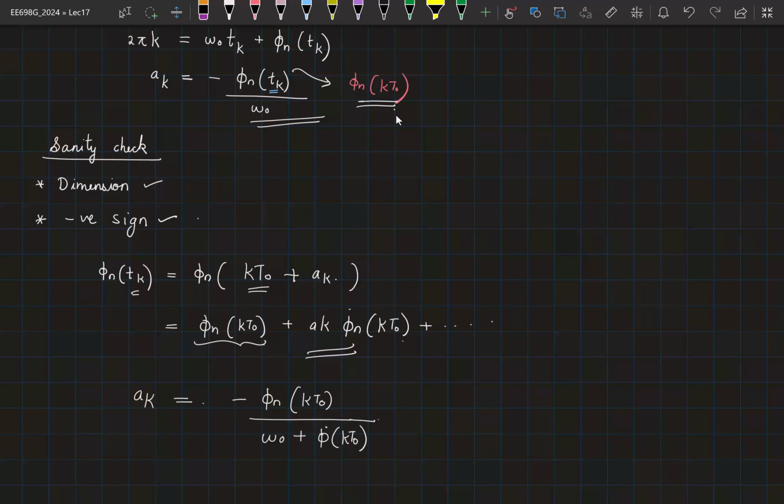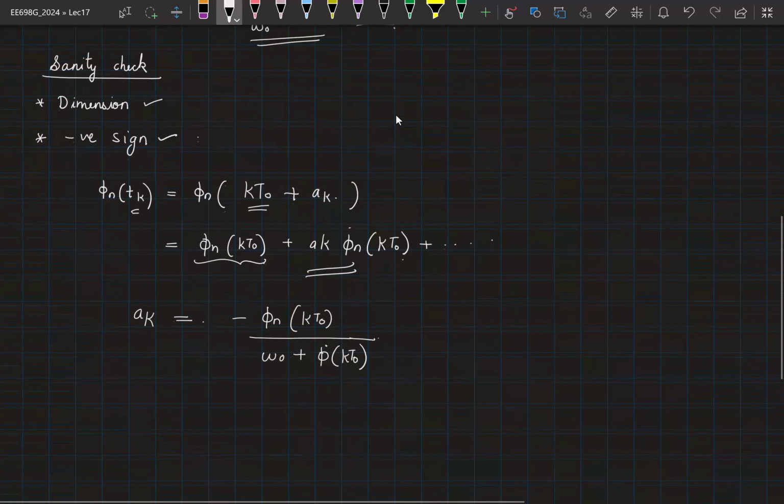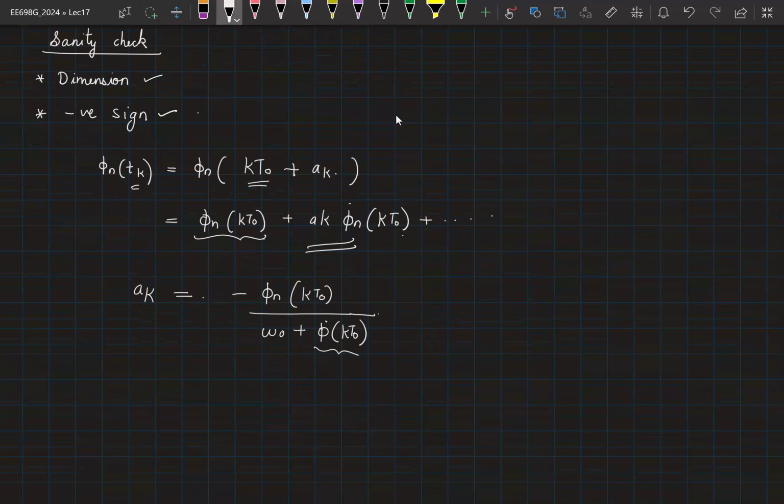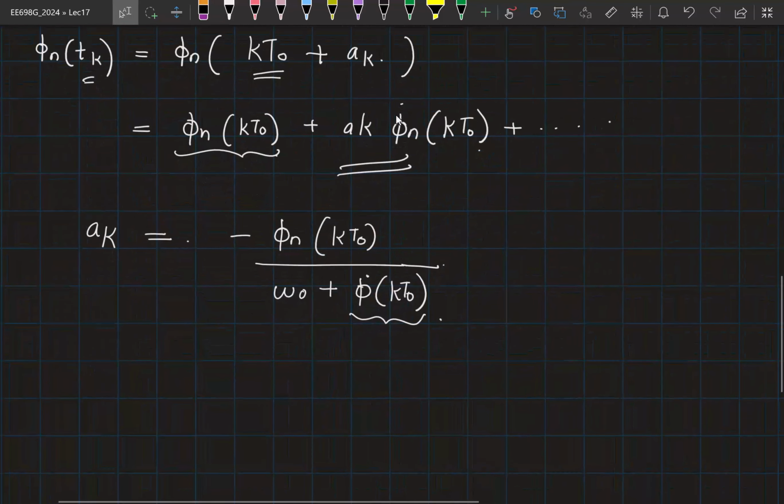Okay. So earlier we were working with minus phi n of Tk by omega naught. Now we have one more term in the denominator. What comment can you make about this additional term? What does this represent? Derivative of phi n of Kt naught. It's changing with time. How? You can talk about it as instantaneous frequency, but in very layman terms, it tells you how fast phi n of t is varying around phi n of Kt naught, right?